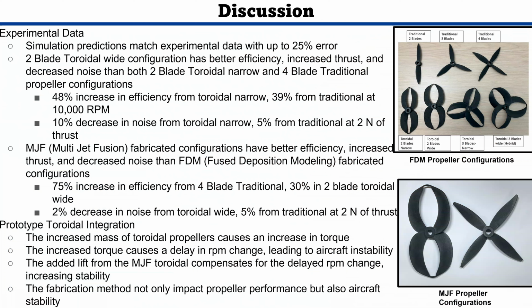From our results, we can claim that the wider toroidal configurations have a greater efficiency and decreased noise compared to the traditional and narrow toroidal configurations. We can also see that the MJF fabricated propellers have a significantly higher efficiency and less noise than the FDM fabricated configurations. We can also see that the toroidal propellers have their own limitations as well, in the form of increased mass that decreases motor response, leading to aircraft instability.